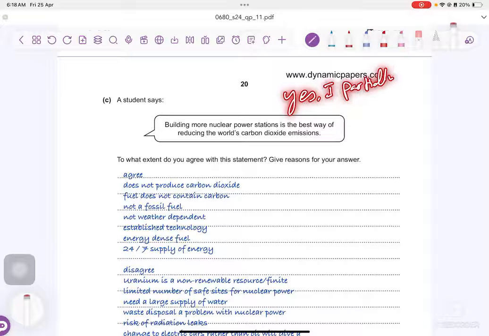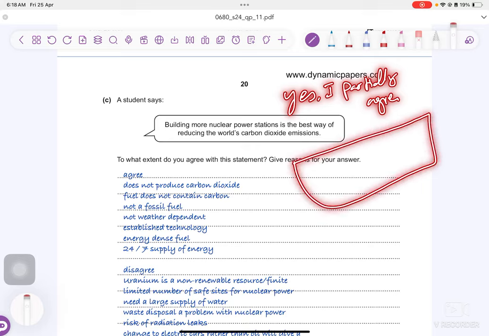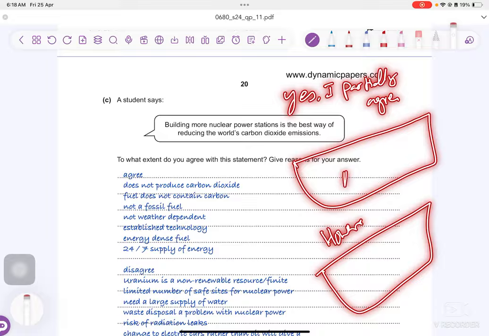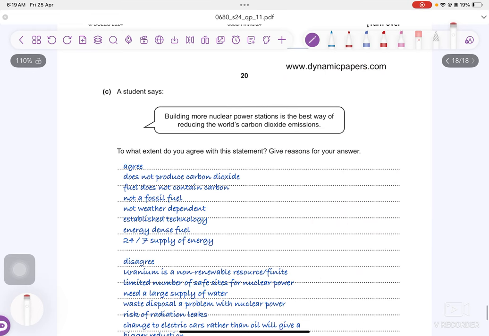But I prefer to say, yes, I partially agree, and then you talk about why you agree, and then say however, and this is your disagree. So this is your agree, and it should be about 3 to 4 points, and write your disagree, and that should also be 3 to 4 points. Okay? Okay. Now let's see what the question is saying.